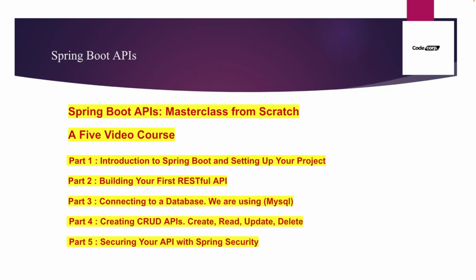In the third video, we'll be connecting to the database. In this particular series, we'll be using a MySQL database. You can use any database that you have already used, but remember you have to use a SQL database for that. In this video, we'll connect our API to the database using Spring Data JPA. You'll learn how to set up a database connection, create entities and repositories, and perform basic CRUD operations, simply create, read, update, and delete. We'll be taking that forward to the part 4 video.